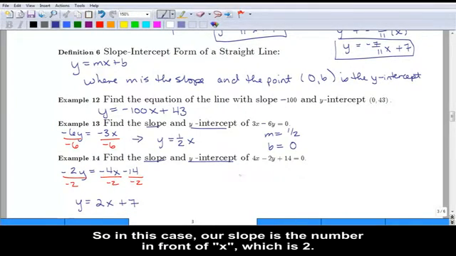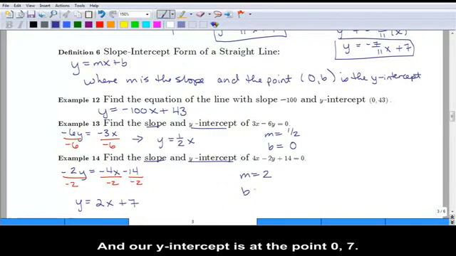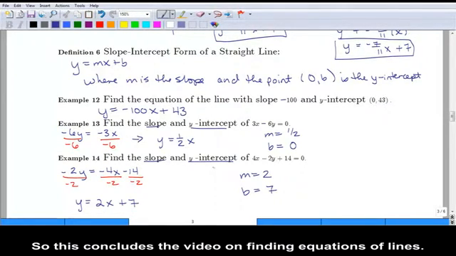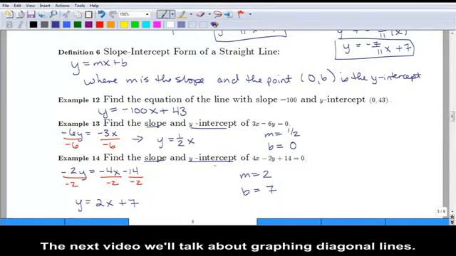So in this case, our slope is the number in front of x, which is 2, and our y-intercept is at the point 0, 7. So this concludes the video on finding equations of lines. The next video will talk about graphing diagonal lines.